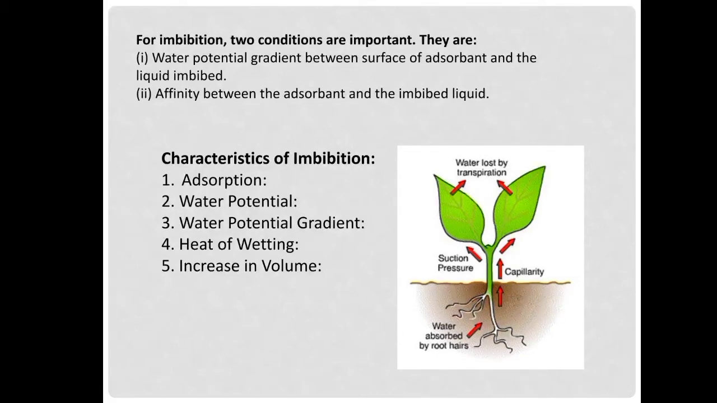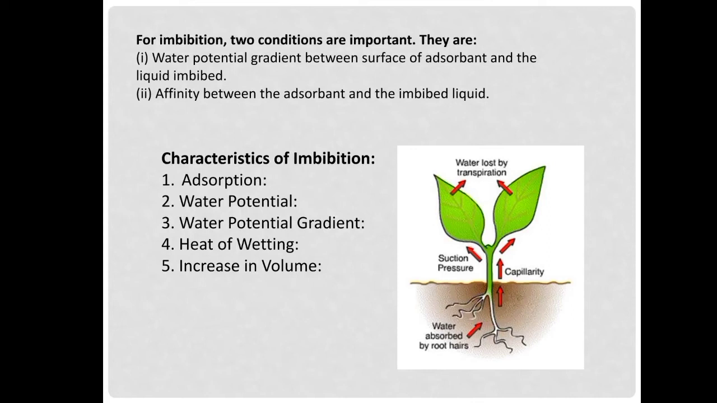Second one, that is water potential. Water potential means, as I said, the potential energy of water. So the imbibients have very high negative water potential, that is also known as the matrix potential. Here water has the maximum water potential, and that's why it is a character of the imbibition.